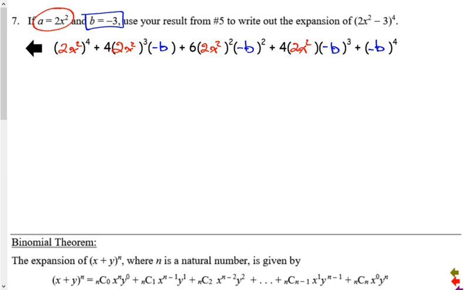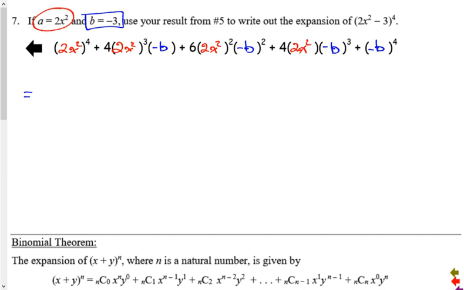Yeah, if we wanted to expand a binomial, suppose I had, let's go with this, 2x squared minus 3 to the exponent 6. Rather than actually having to multiply all those binomials together, I could use this pattern to come up with the expansion quickly. Yep. So let's simplify this.